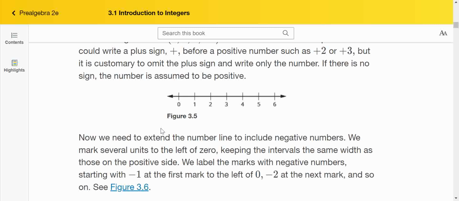Now, we need to extend the number line to include negative numbers. We mark several units to the left of 0, keeping the intervals the same width as those on the positive side. We label the marks with negative numbers, starting with -1 at the first mark to the left of 0, -2 at the next mark, and so on. See Figure 3.6.